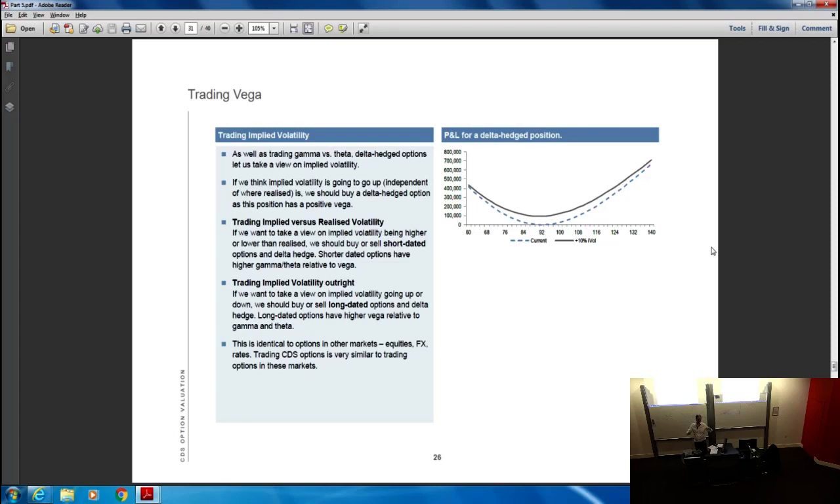How do you do that? If you buy a long-dated option, which gives you a long vega position, and sell a short-dated option, it's going to give you a short gamma position. So you can do combinations of calendar trades to give you differences between gamma and vega positions.